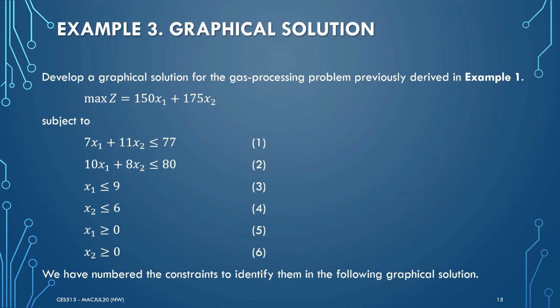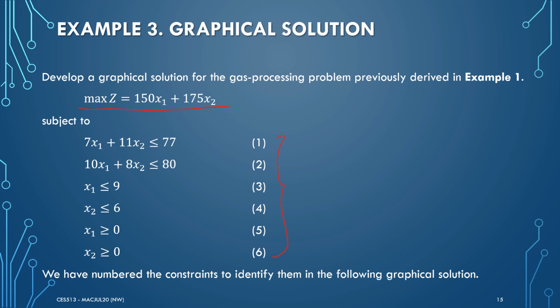Let us look at example 3 to clarify the method of graphical solution. The question is: develop a graphical solution for the gas processing problem previously derived in example 1. So we have the objective function of maximum Z = 150x1 + 175x2. This is subject to all the constraints here.